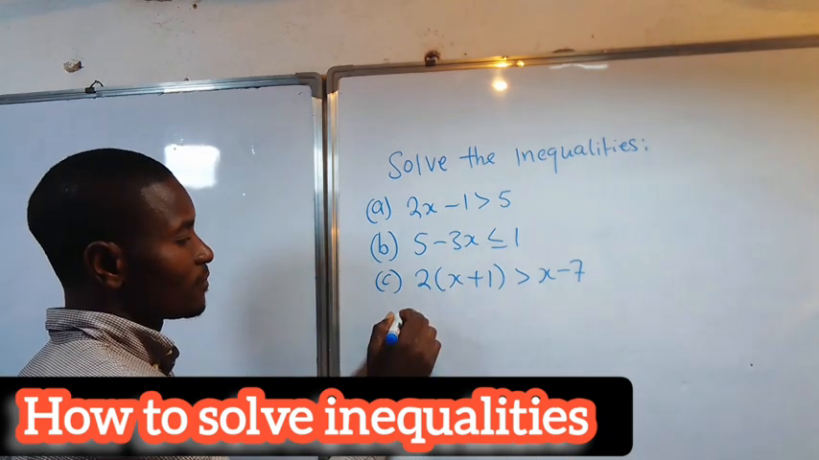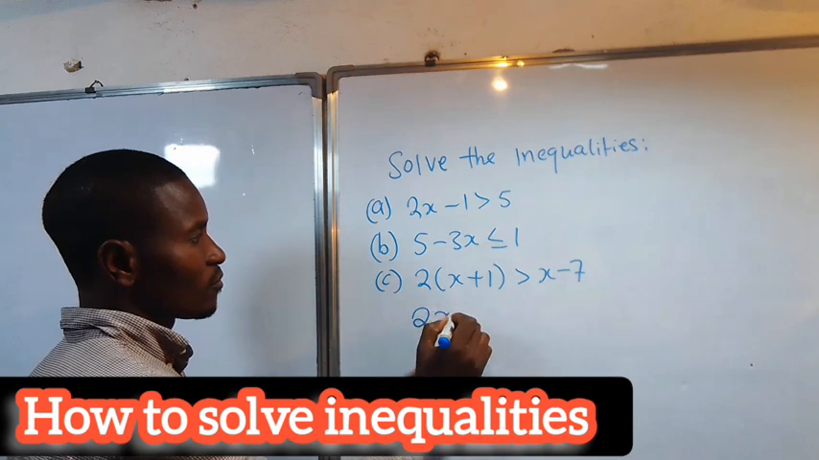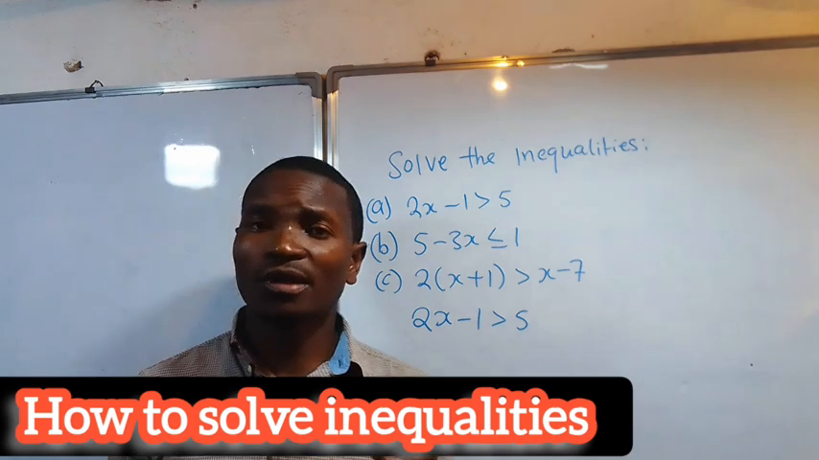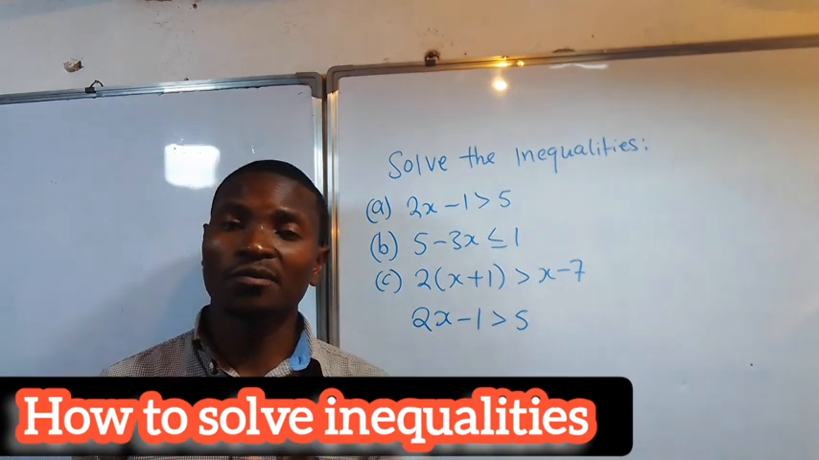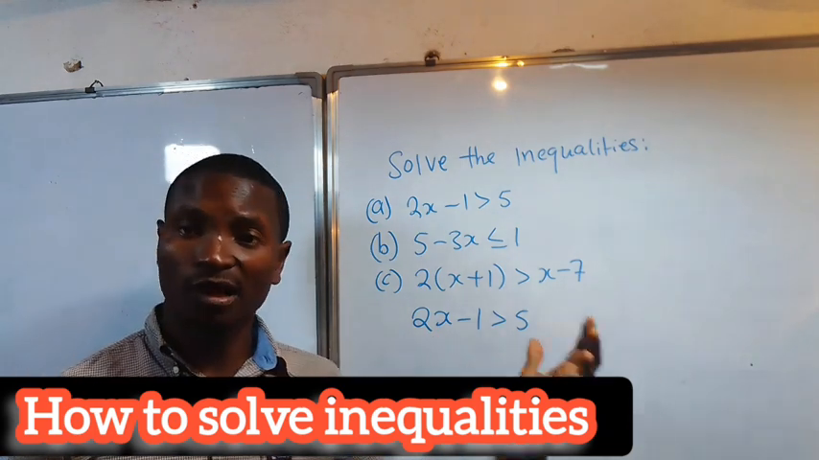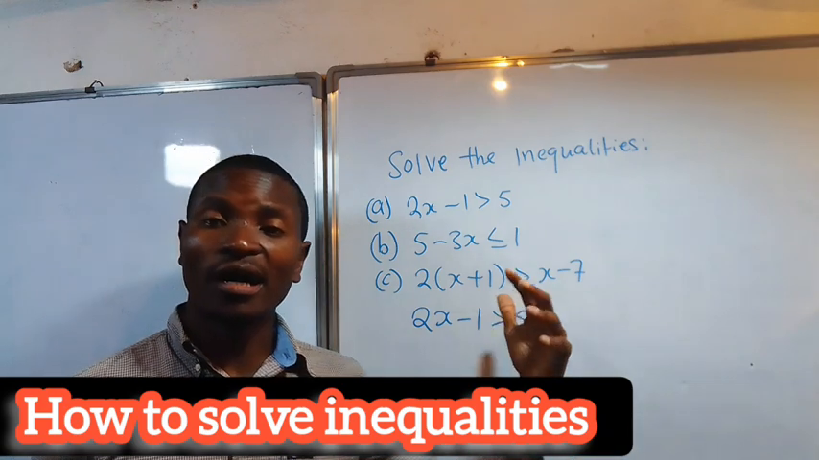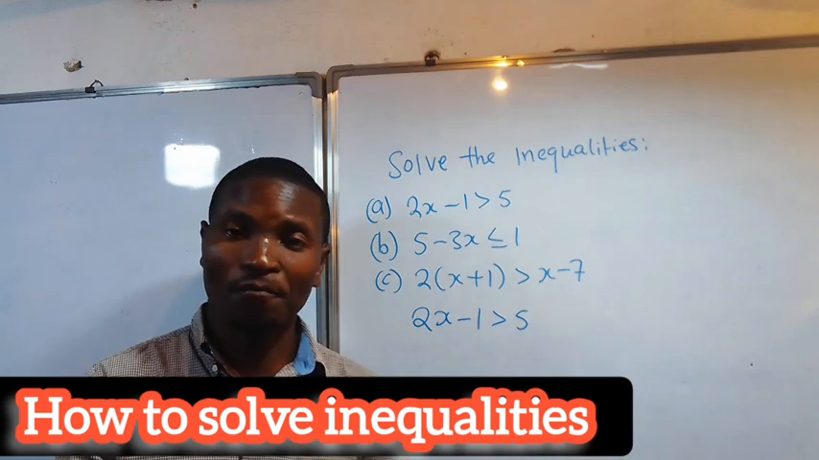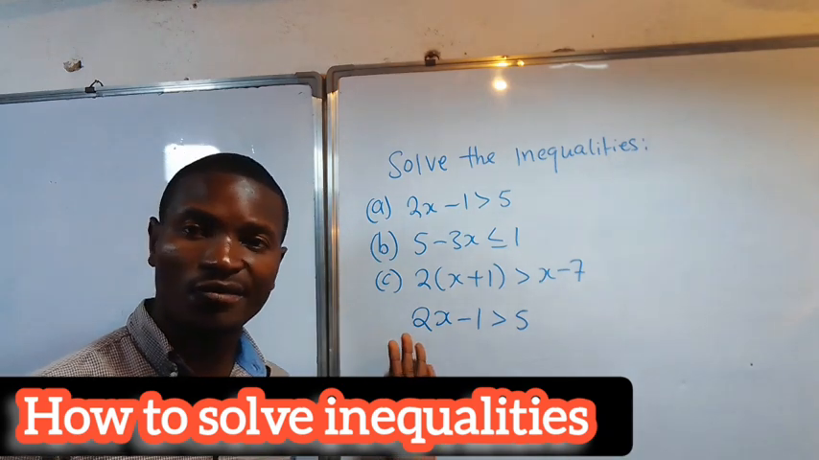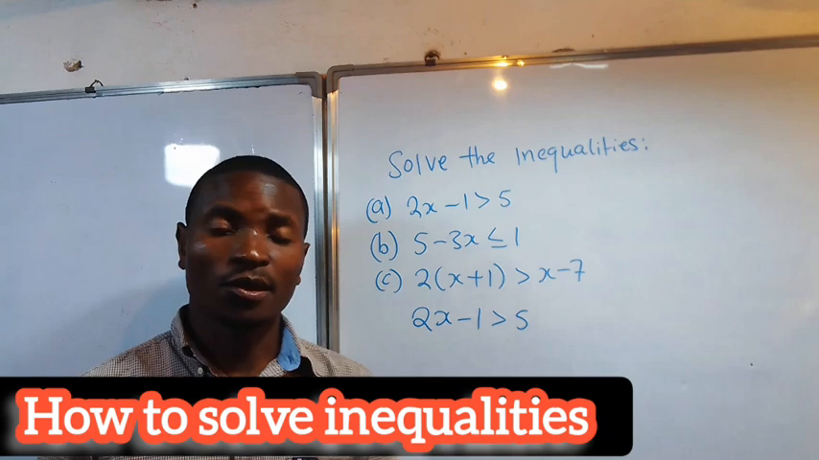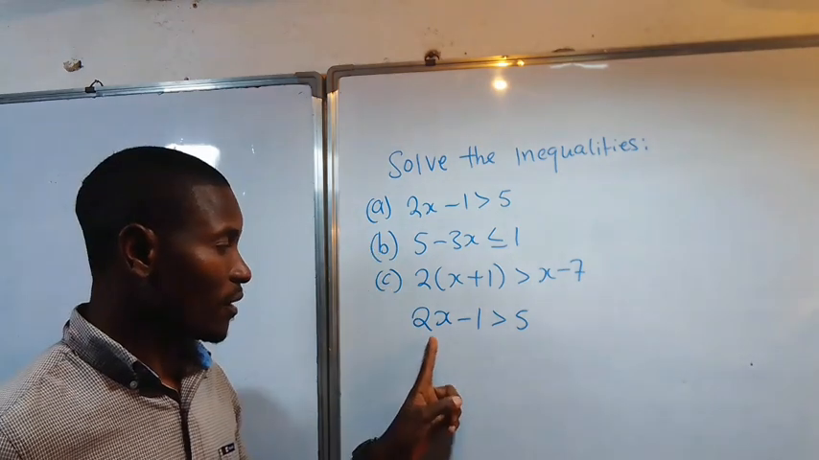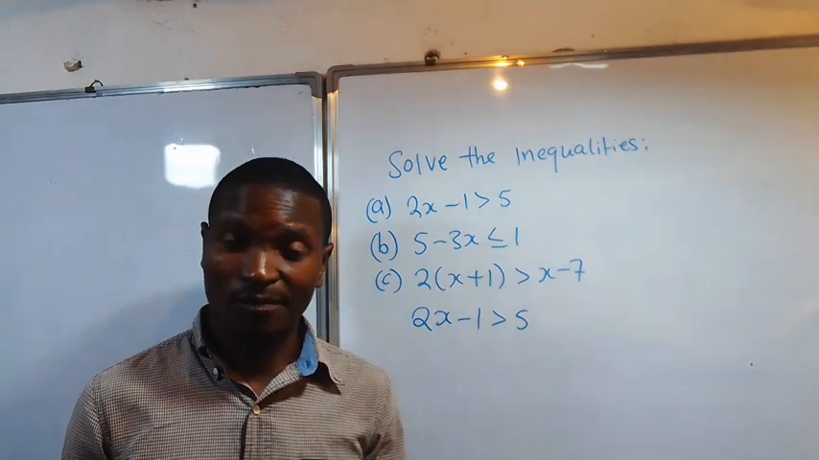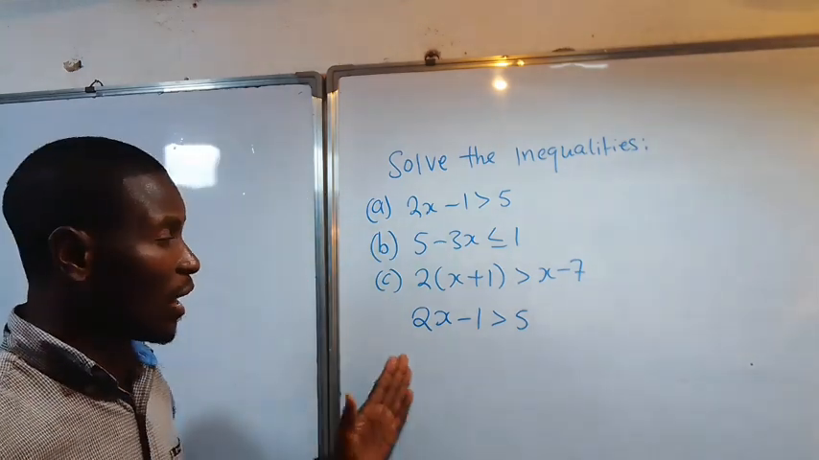So we have this one, which is 2x minus 1 is greater than 5. Each time you are reading an inequality or an inequation, you have to start from left going to right. So this implies that you read this as greater than, not the other way around. So how do you solve this one?